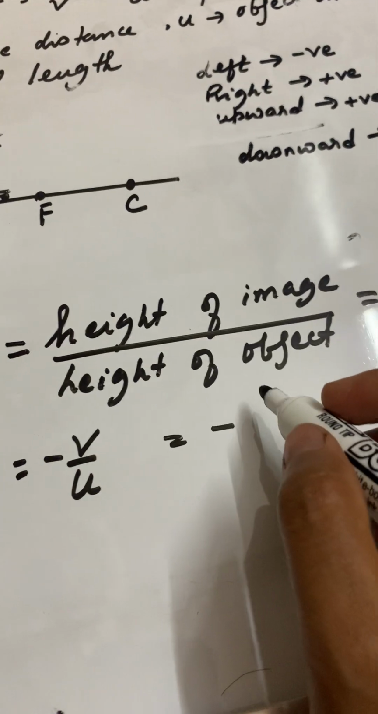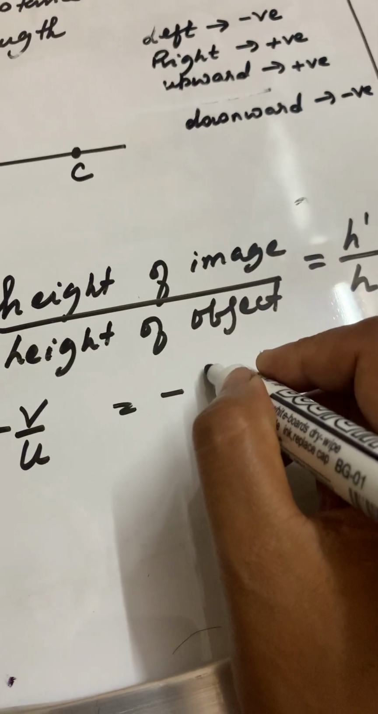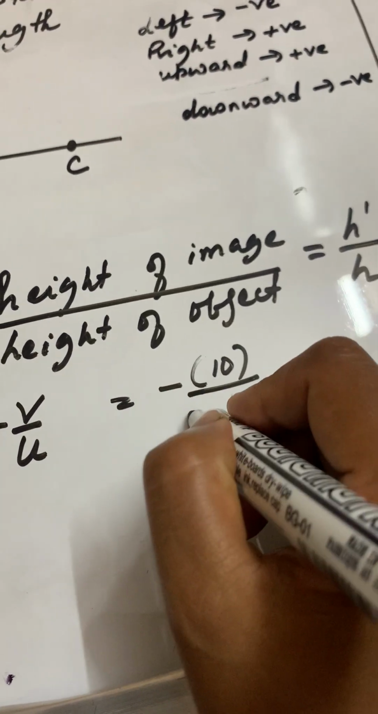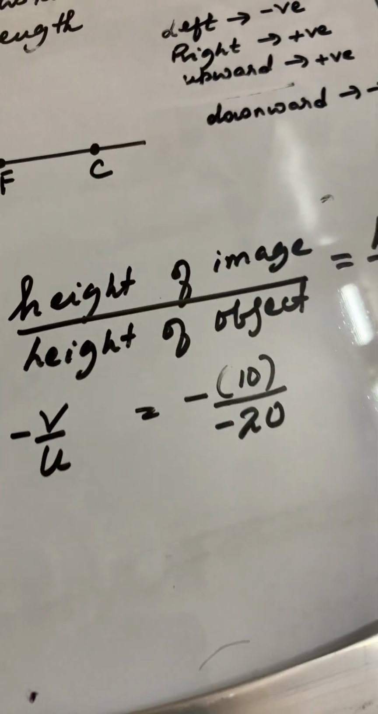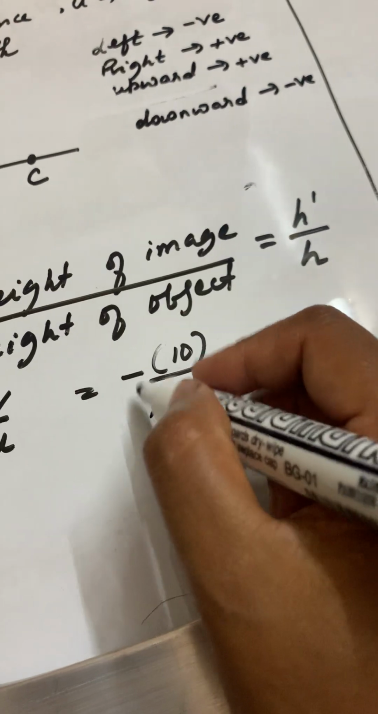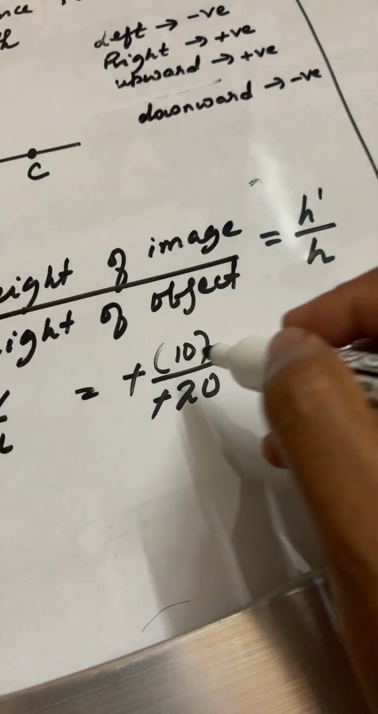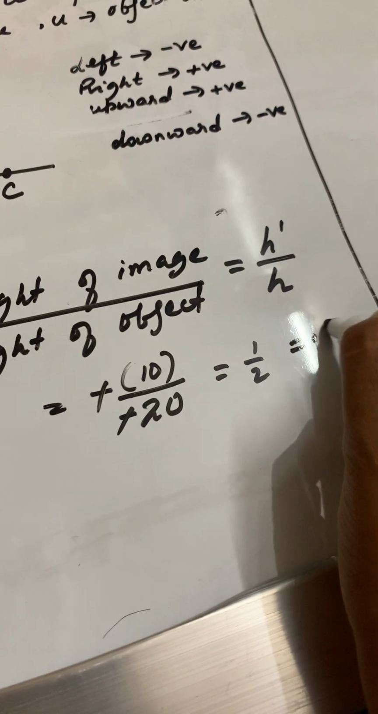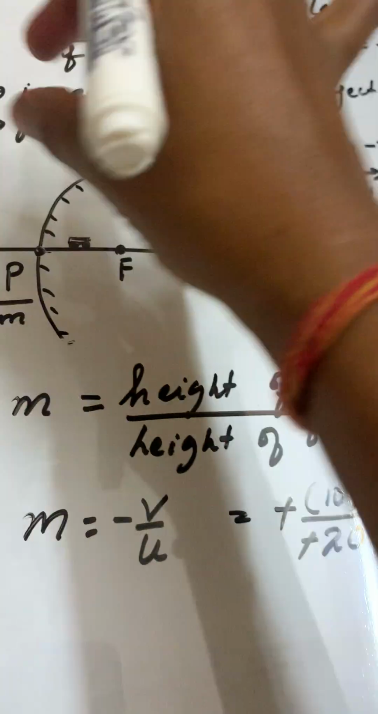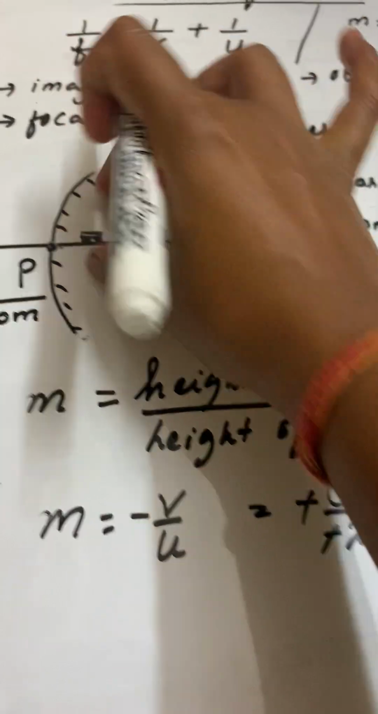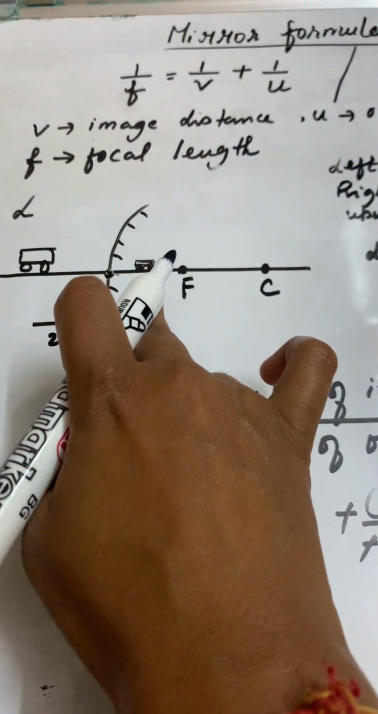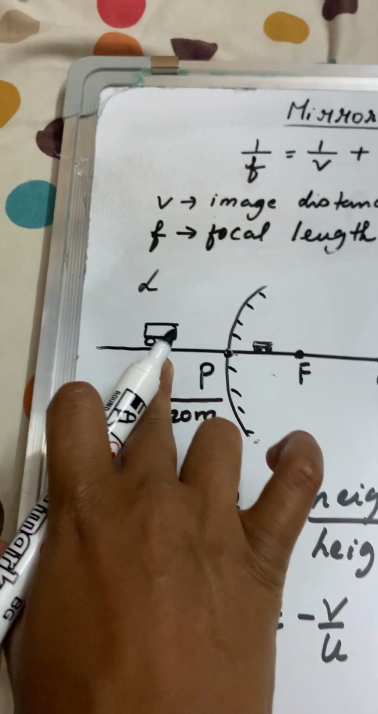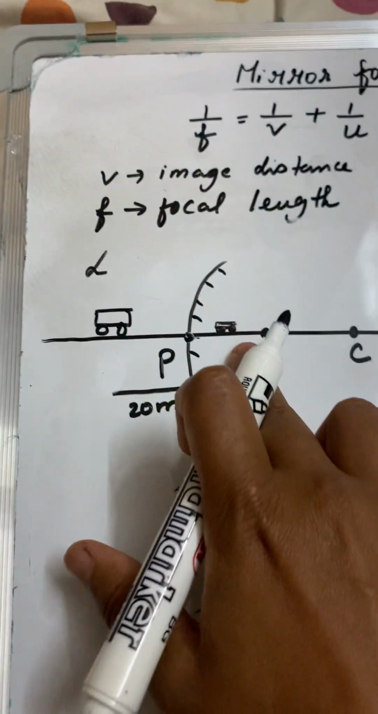V was how much? If I'm not mistaken, v was 10, right? And how much u was? Minus 20, right? U was minus 20. So this is equal to what? This comes as 1 by 2. This is less than 1. This is 0.5. Means the image of the truck will be half of that of the original truck. Okay. So if the truck is 10 meter height, then the image will be 5 meter.